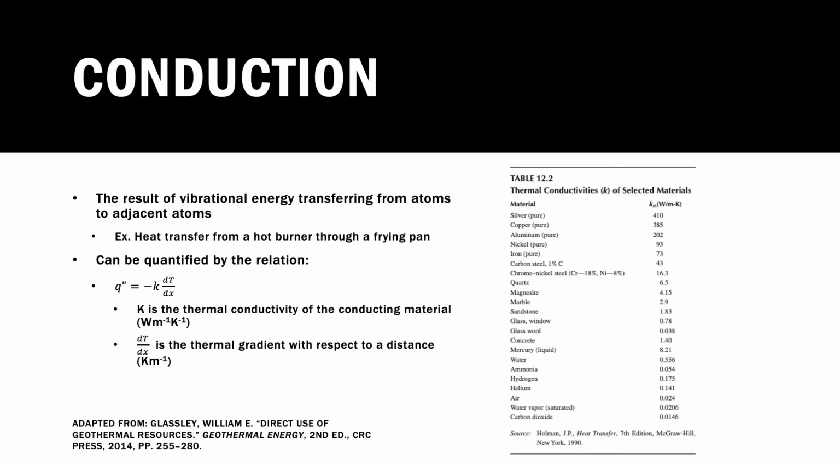The other value that dictates the heat flux in conduction is dT by dx, or the thermal gradient. This has units of Kelvin per meter. It is the temperature difference on either side of the conductive material divided by the thickness of the material.